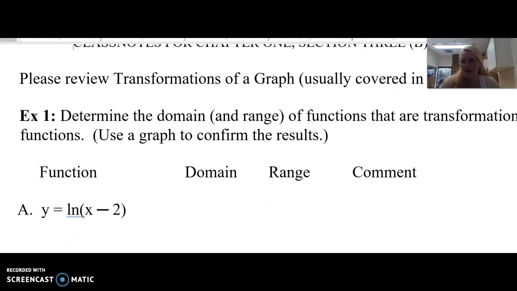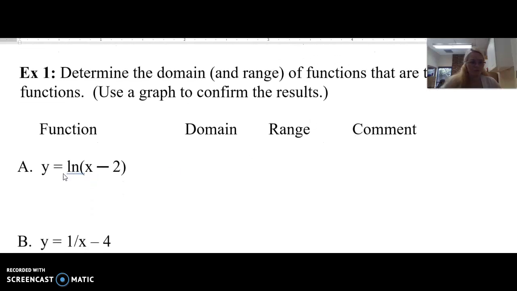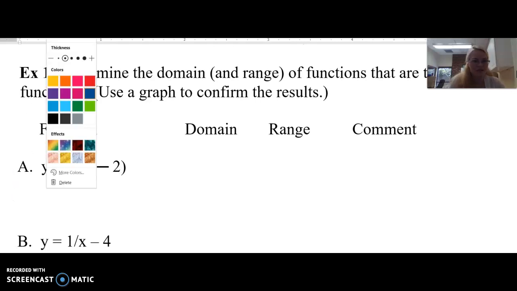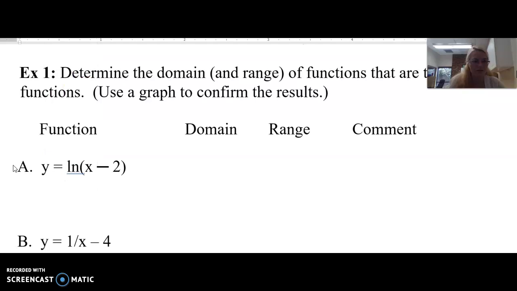This much. When I look at this first example, y equals ln of (x minus 2), the basic function that this reminds me of, my parent function, is going to be y equals ln of x. And so what do we know about y equals ln of x? What is the domain of y equals ln of x? Well, what are we allowed to plug into the natural log function? Only strictly positive numbers. So the domain is x must be greater than 0.